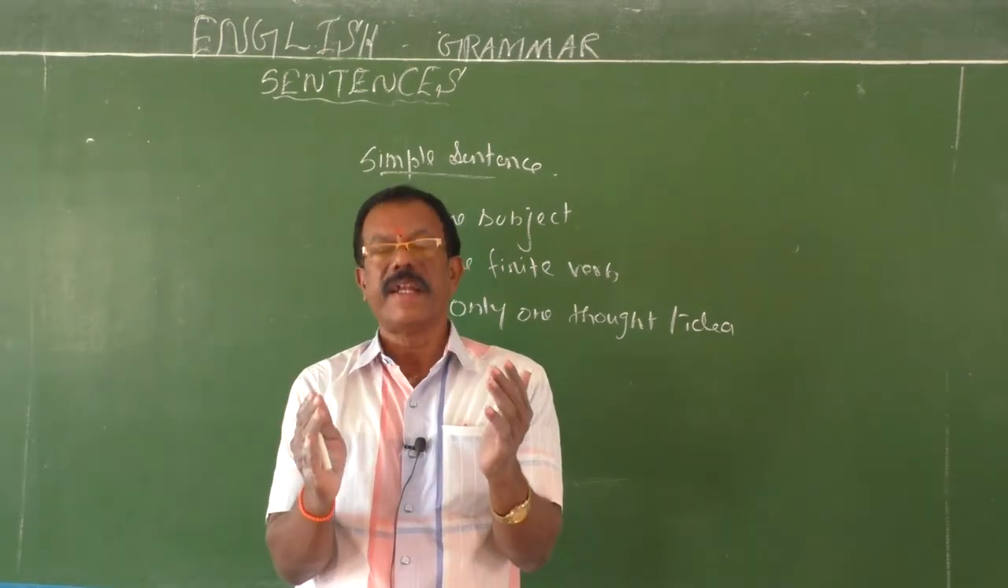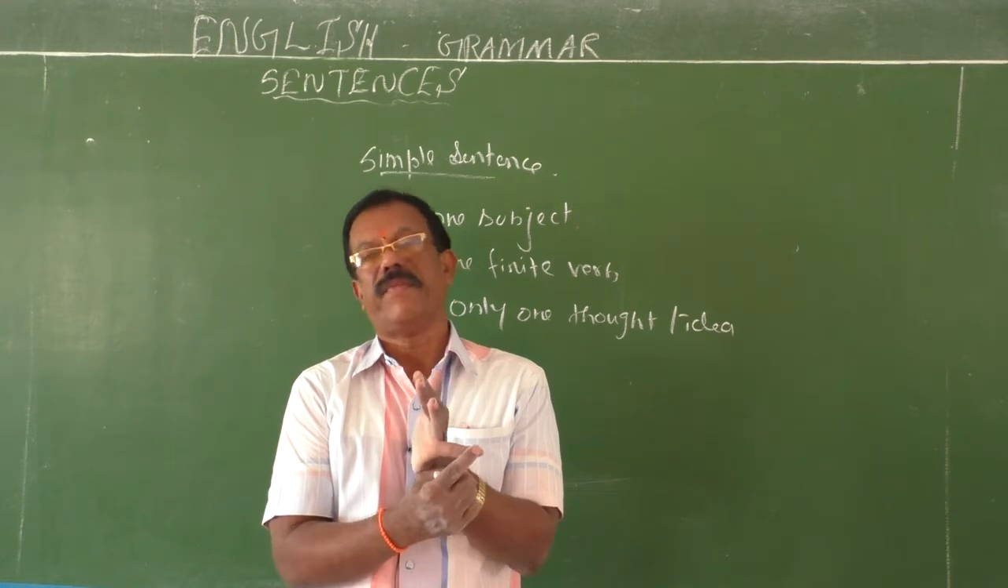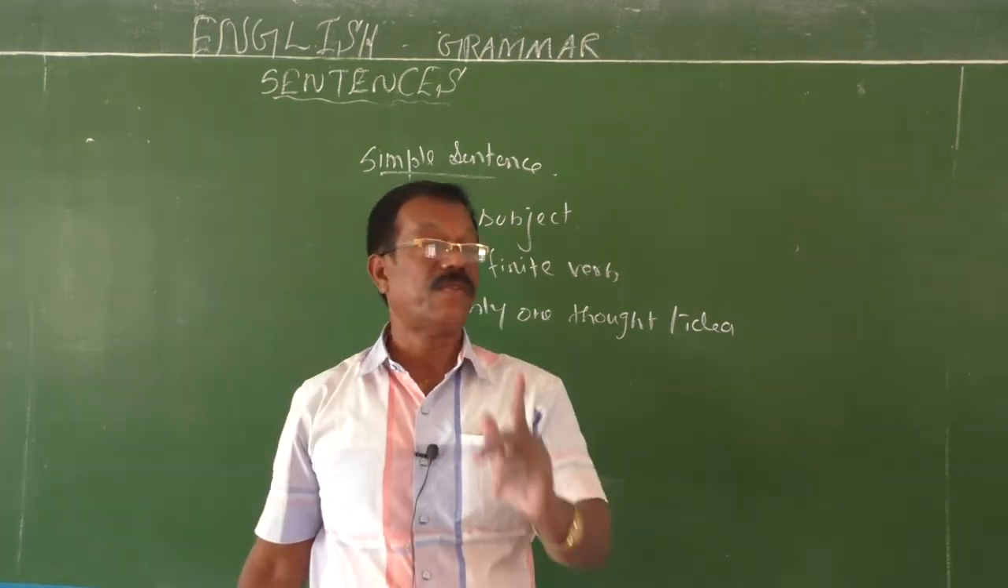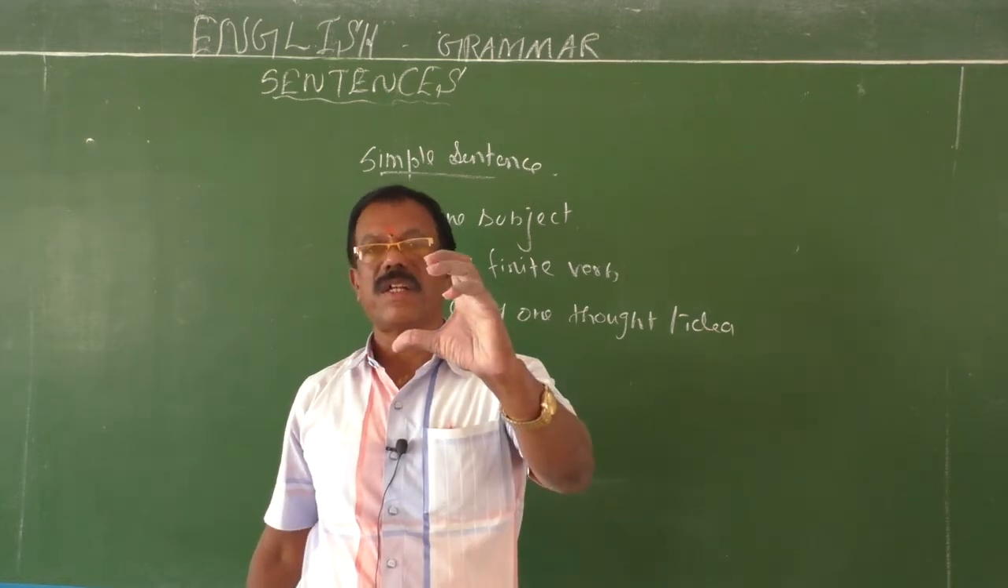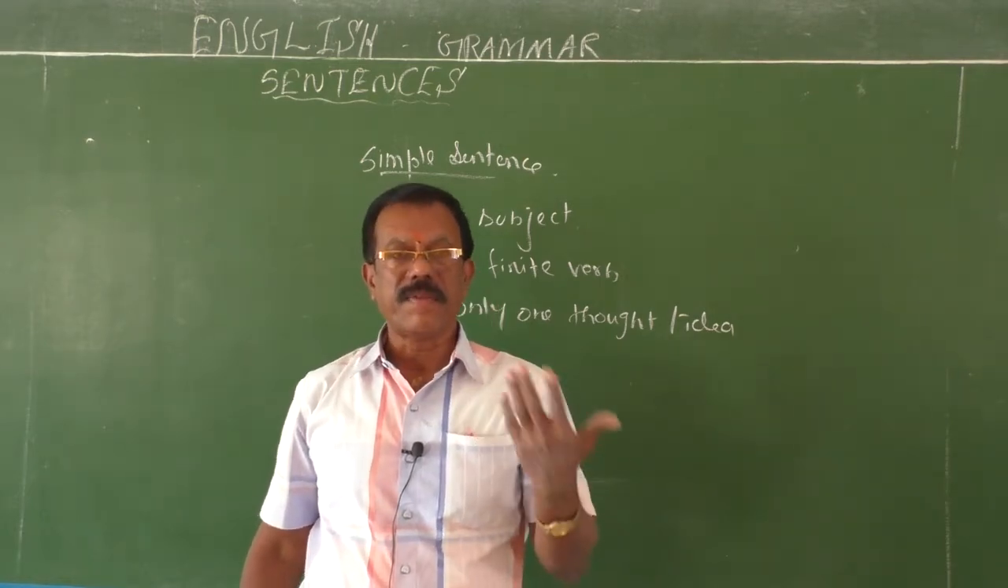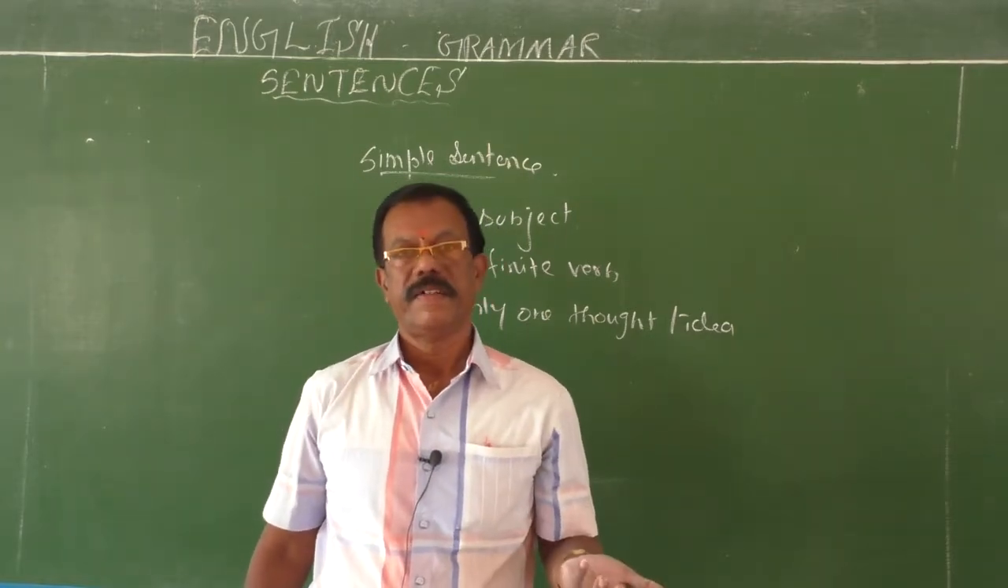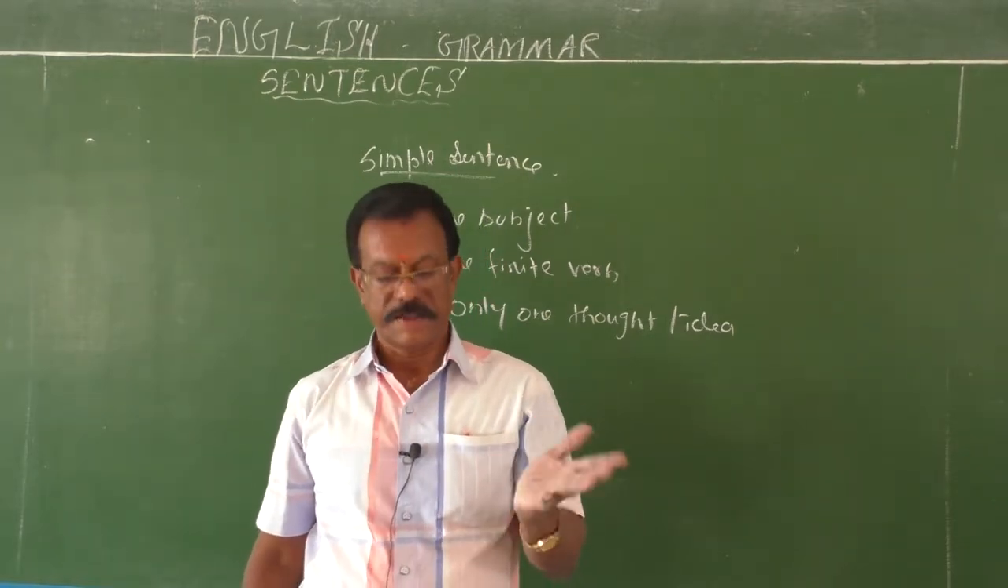So a simple sentence consists of only one finite verb, and it gives you only one main idea. That is very important. That is the structure of a simple sentence. Sometimes a simple sentence may have a phrase or may not have a phrase. It depends upon the structure.